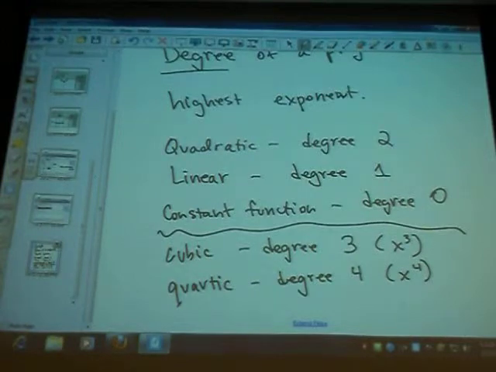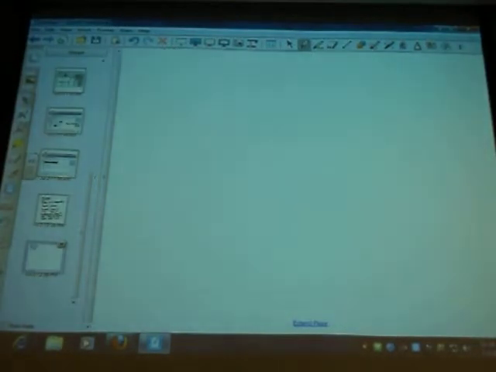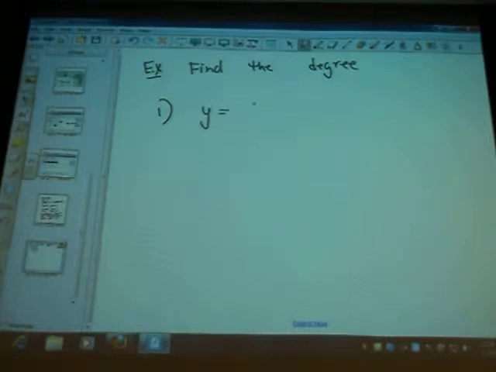Okay, so we need to know the degree. Let's do a practice problem. We haven't done a practice problem yet today, have we? Alright, so give me a sheet of paper. Sure. Can we do the group work? Yeah, you can work in groups if you want.